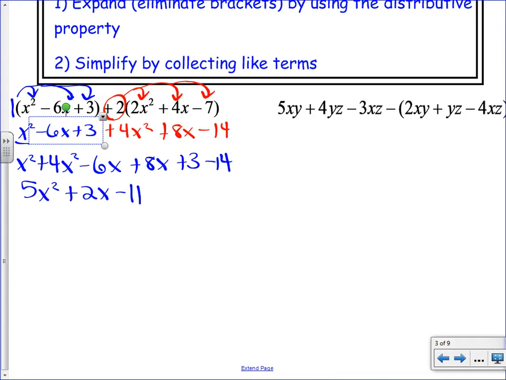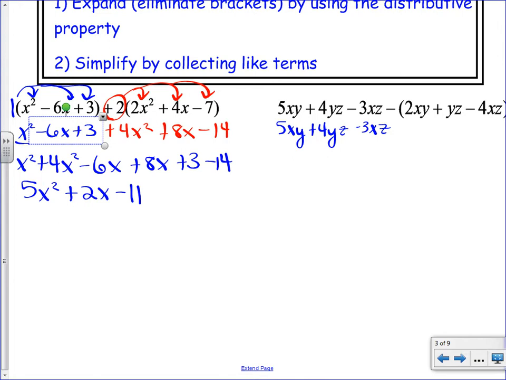Rob, there's no brackets here, so what will I do with all of these terms? I just carry them down. 5xy plus 4yz minus 3xz. Now I have a bracket. What number, Rob, am I going to multiply inside that bracket? No, I'm not going to multiply the 3xz.